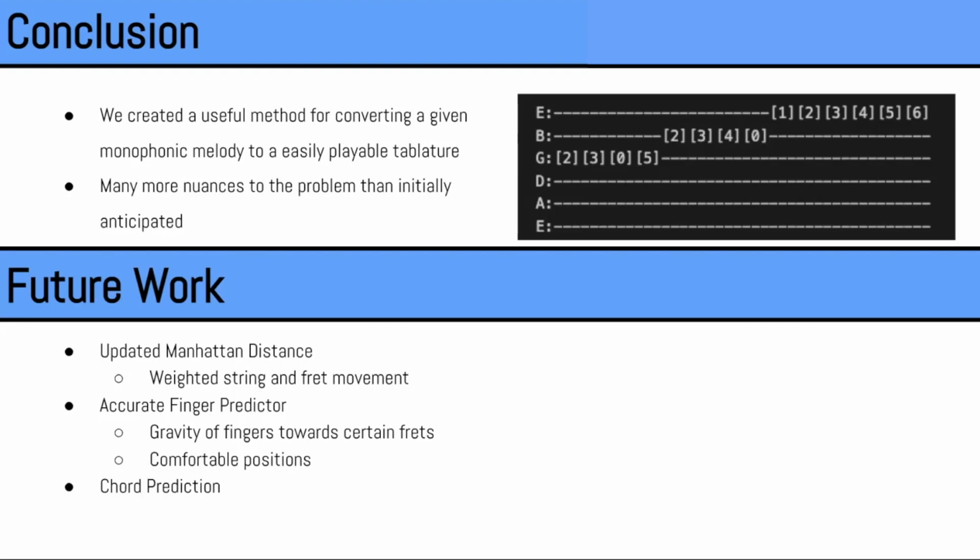Another way we can expand this is chord prediction. Currently, we're working on monophonic melodies. Given how difficult and nuanced this problem is, increasing it to threefold for an entire chord might be a little more challenging. And we also want to look into improving our visualization.